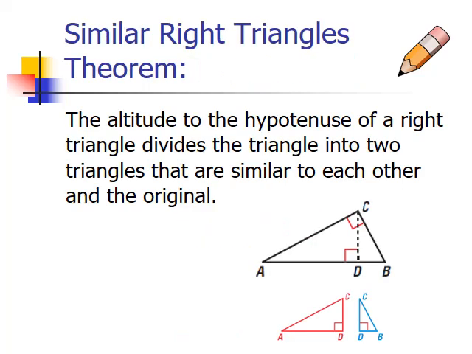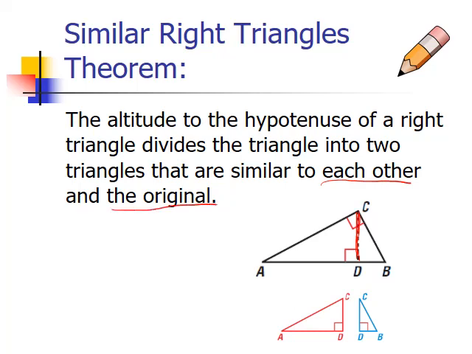Before we dive into some examples, let's talk about the similar right triangles theorem. That theorem states that the altitude, or also the height of the triangle, so in our little block image, this would be the altitude or the height of the triangle. The altitude to the hypotenuse of a right triangle divides the big triangle into two triangles that are similar to each other and the original triangle.